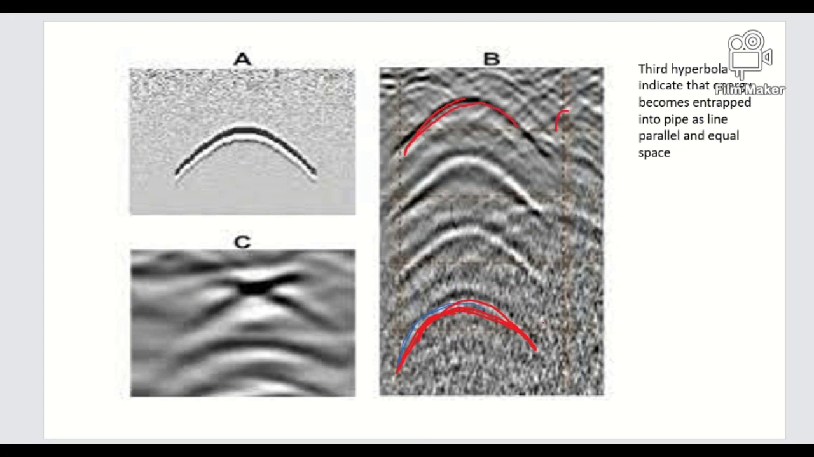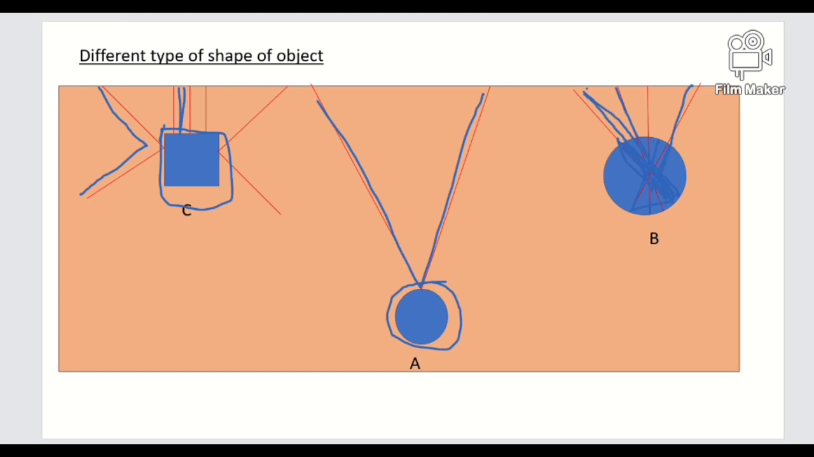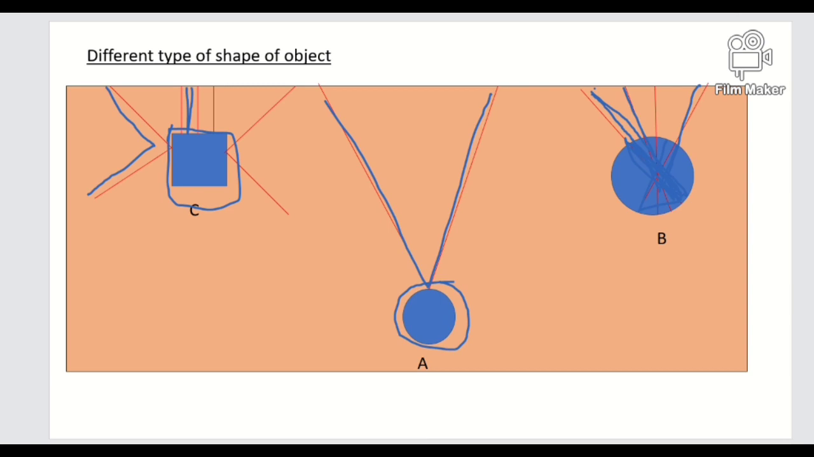And the first object, for any round or pipe type of object, looks like a hyperbola tail. In this image there are more than two hyperbola tails. Three hyperbola tails mean, as we also discussed, that the wave energy was reflected more than two times inside the object.